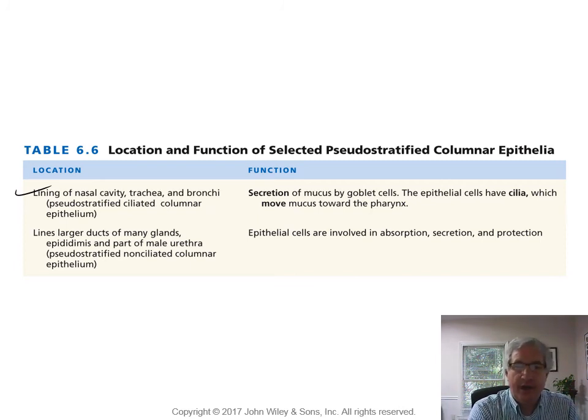It also lines larger ducts of lots of glands. The epididymis and male urethra have pseudostratified columnar epithelium, but it's non-ciliated. You don't need cilia there. Okay, next slide.